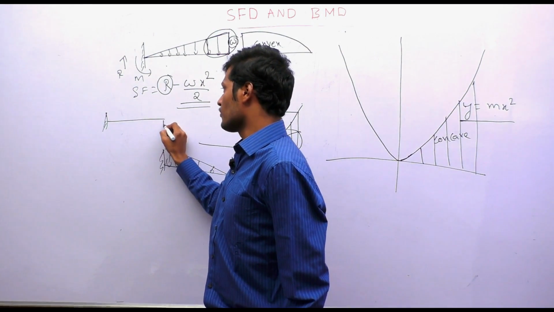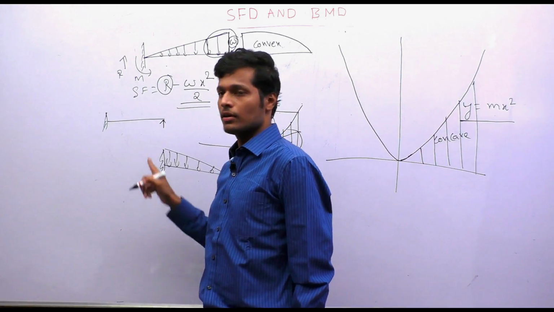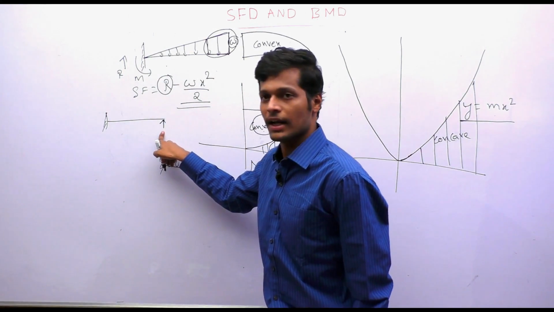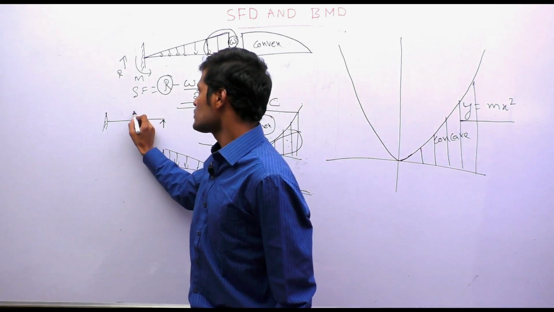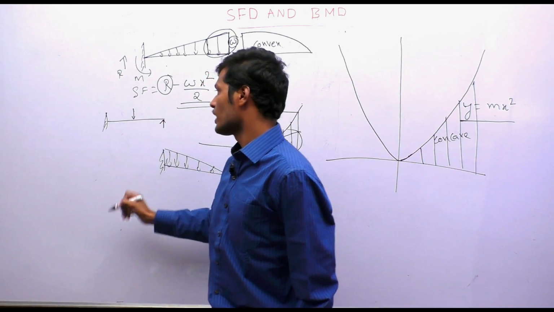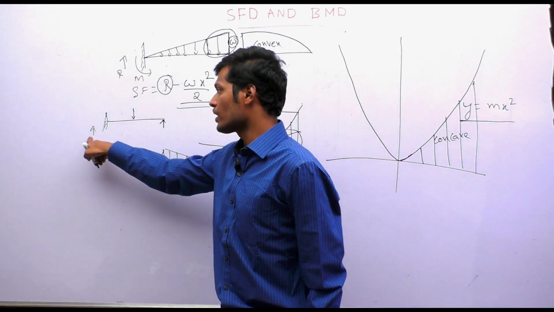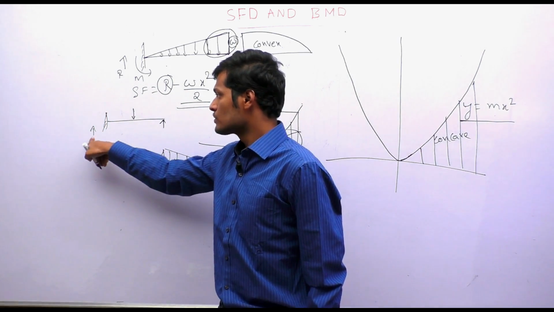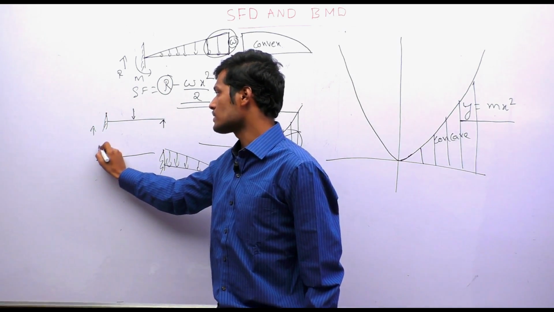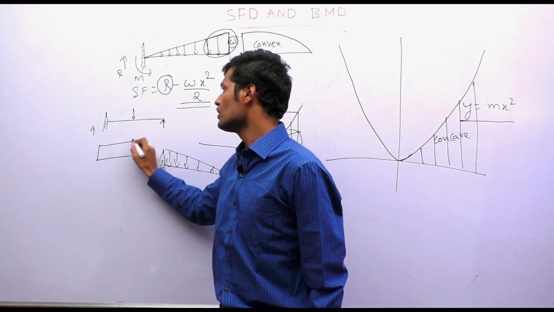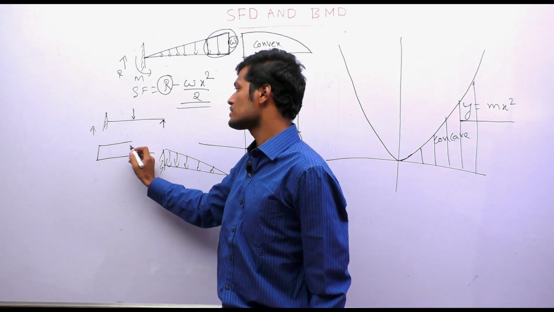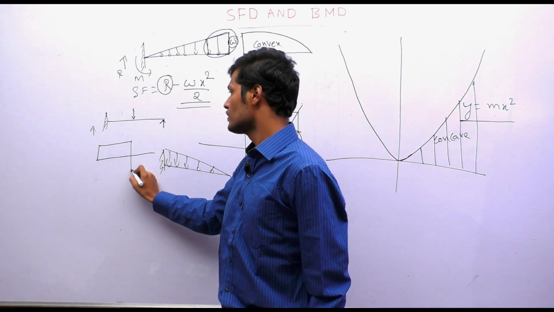Suppose you take a cantilever and you have a load upward like this, and a load downward like this, then we will get some reaction here. When we are drawing from the left side, here it is upward, there is no load, here there is downward, so it depends on the amount of load we are using.